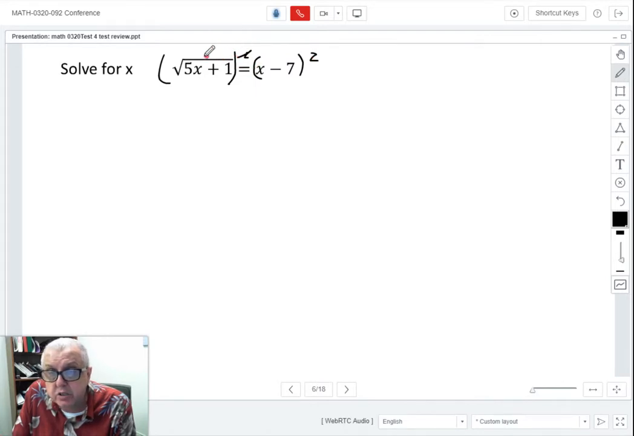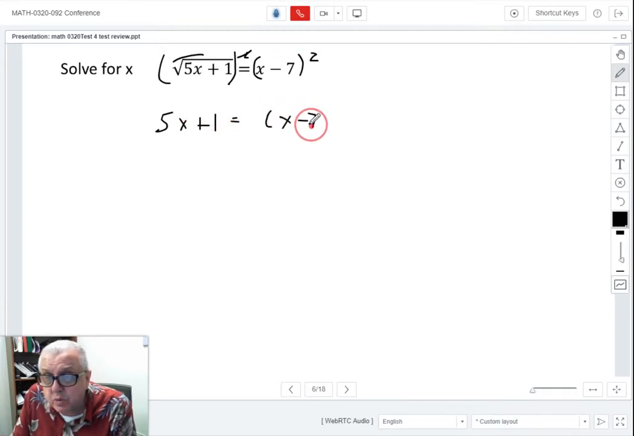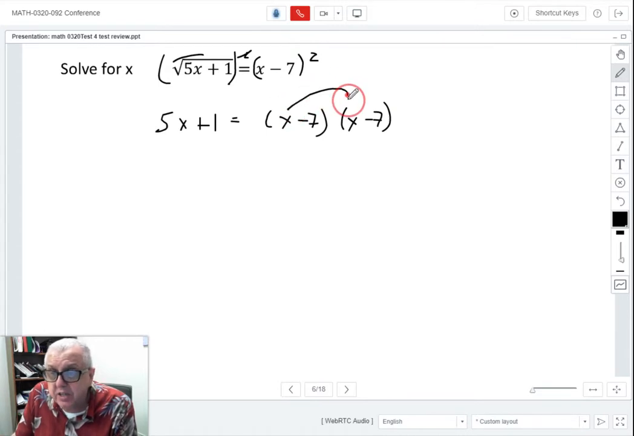When I square a square root, that cancels. On this side, to square it, you have to write it down twice and multiply it. It's x minus 7 squared times x minus 7. And then you're going to have to FOIL it.